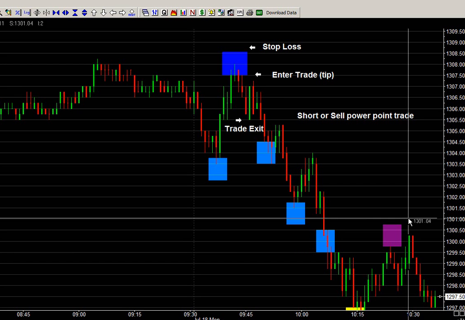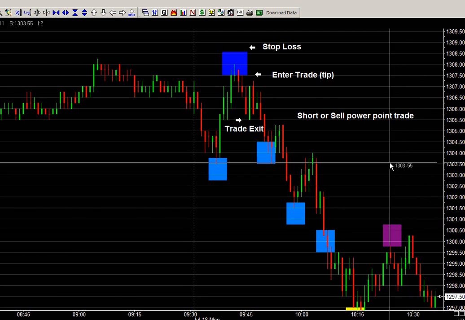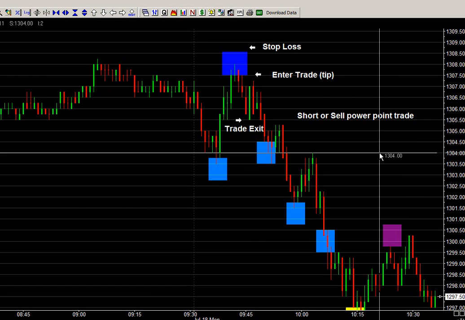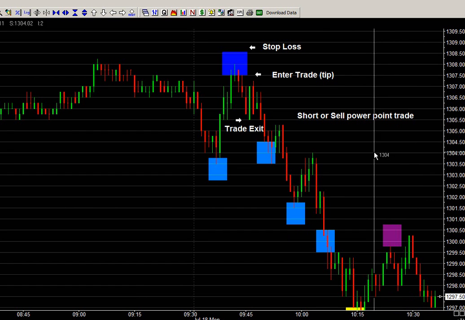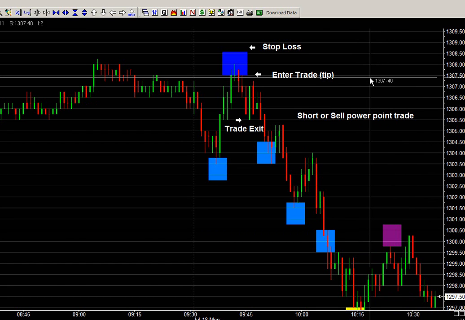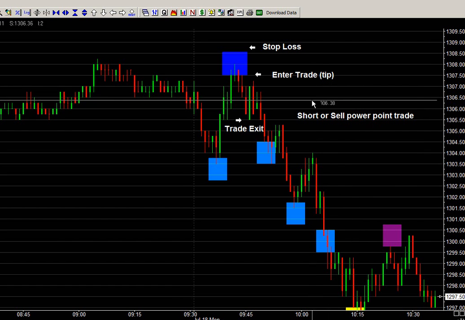We have two types of PowerPoints that we like to trade. One's called a short or a sell PowerPoint trade, and the other one's a buy or go long PowerPoint trade. So initially, what I'm going to do here is show you the first one, give you an example of how it would execute the trade, and then I'll go into a long one and show you how that's actually executed as well.